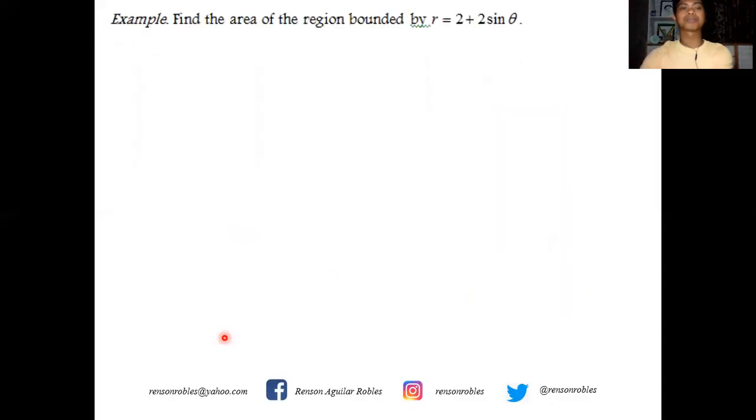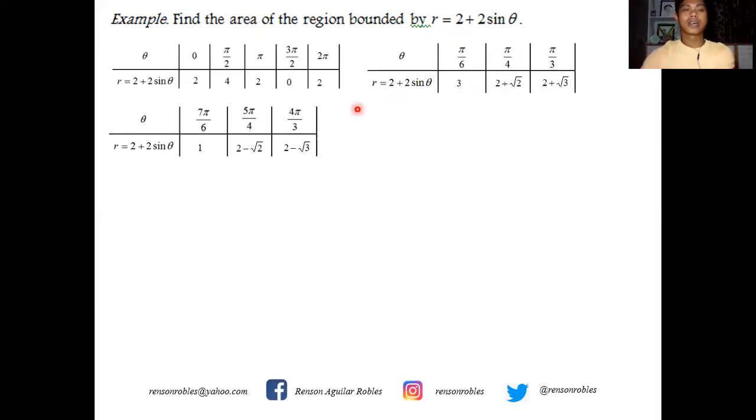All right, next. So we find the area of the region bounded by r equals 2 plus 2 sine theta. Again, the step-by-step procedure in tracing the limaçon, r equals 2 plus 2 sine theta, is featured in my previous video. The link is written in the description box. Okay, and we generated these points. You can use your calculator to verify these points.